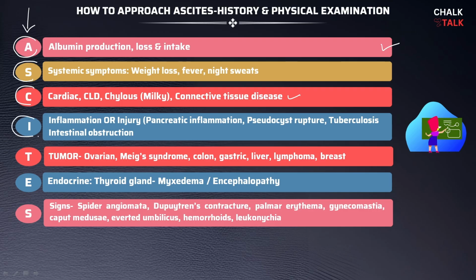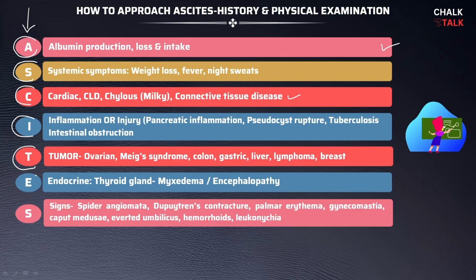Next, you take a look at I, which implies inflammation, infection, as well as intestinal issues. So here we are thinking of pancreatitis, pseudocyst, tuberculosis, peritonitis, or intestinal issues as in obstruction with distension that comes sometimes with ascites. Think of T as tumors, very important. These are red signs. So ovarian malignancy, especially Meigs syndrome, is a triad of ascites, pleural effusion, and a benign ovarian tumor. Other tumors may include colon, gastric, liver, breast, and lymphomas.